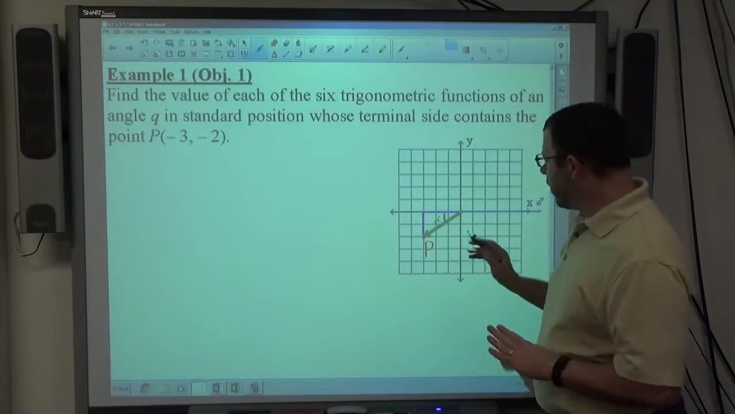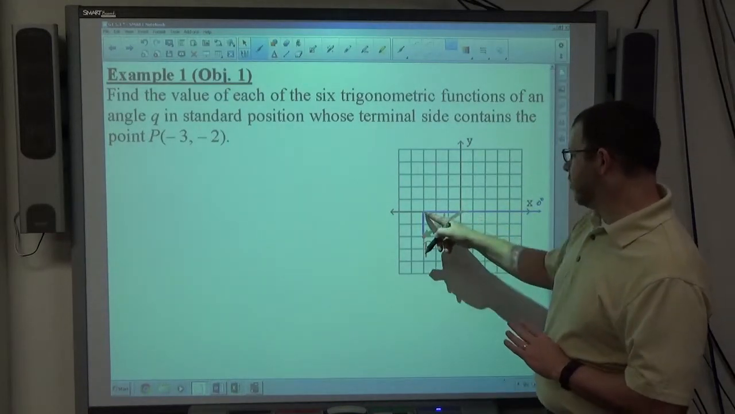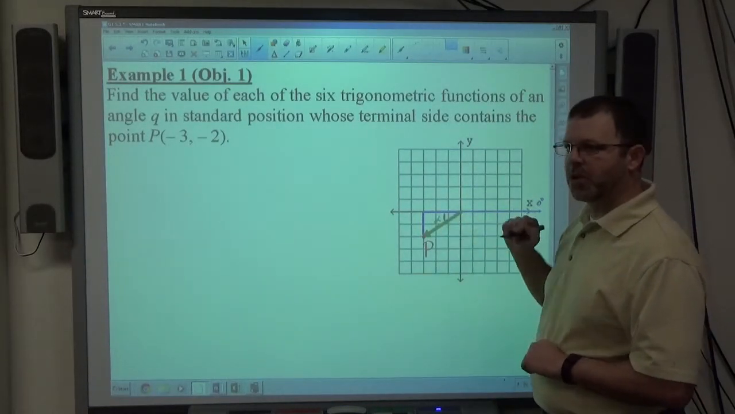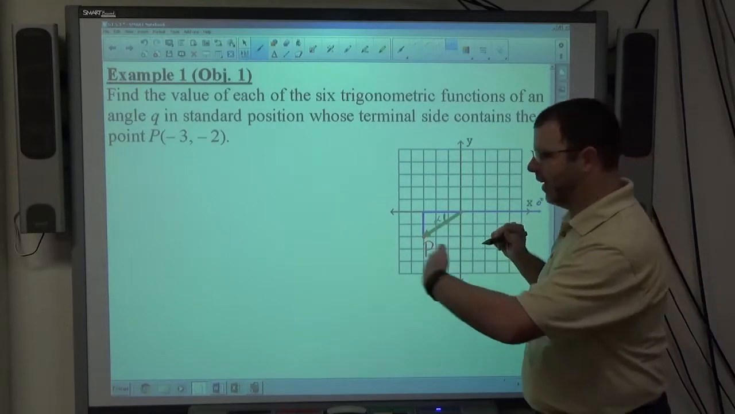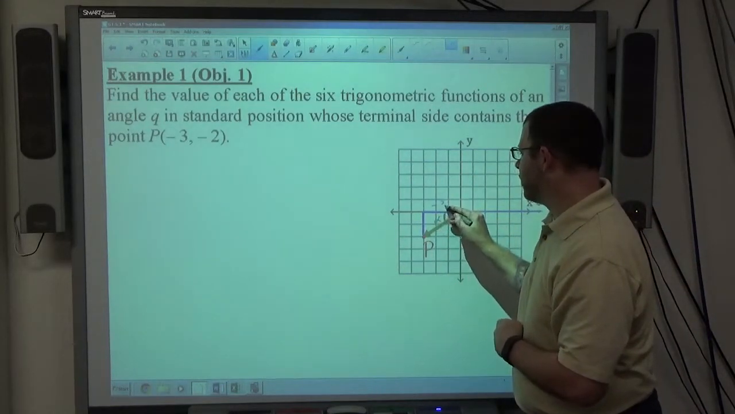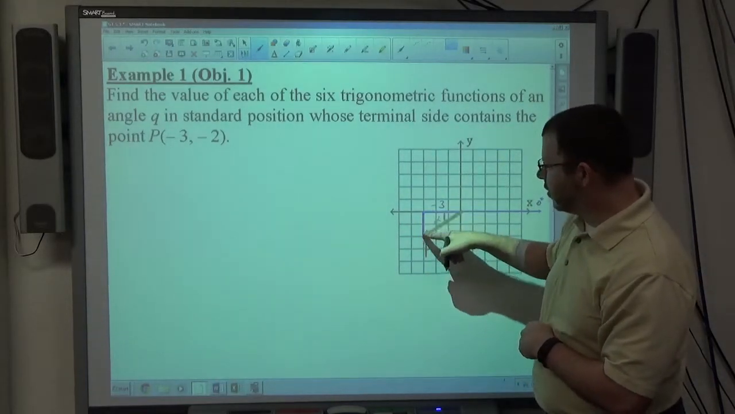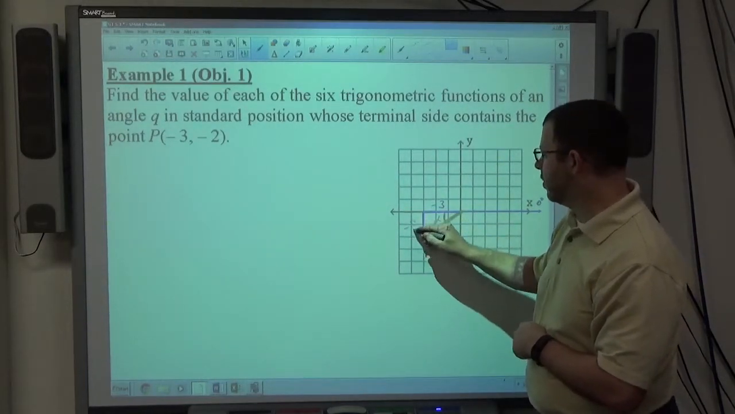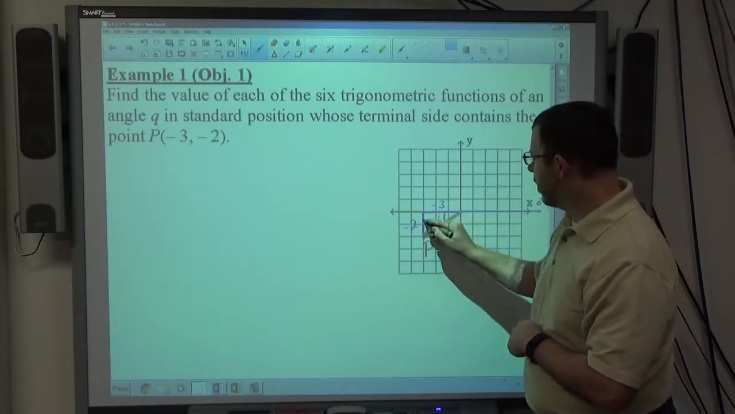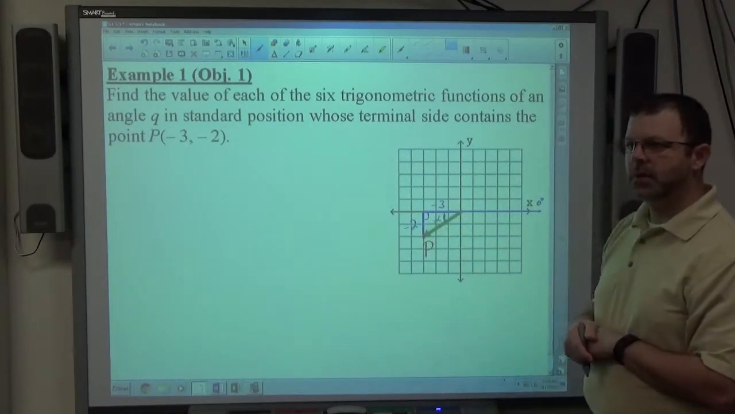And what I want to get across is this. The length of this is 3, right? But which direction are we going? Going left. So we're going to go -3. And the length of this other leg is 2, but we're going down, so that's -2. The right angle's right here.